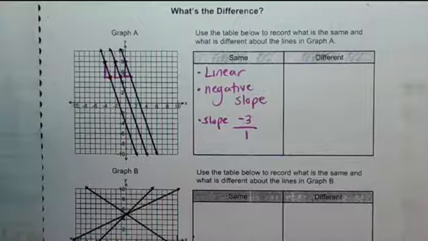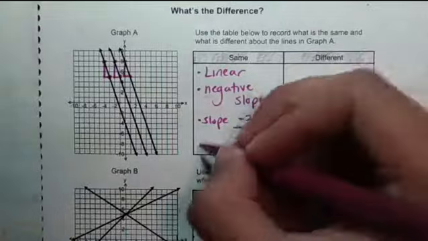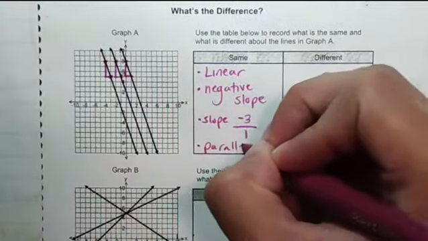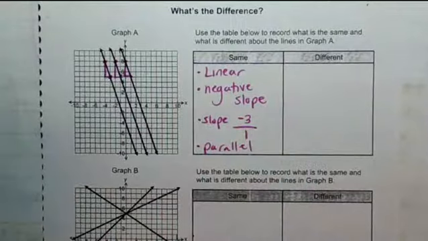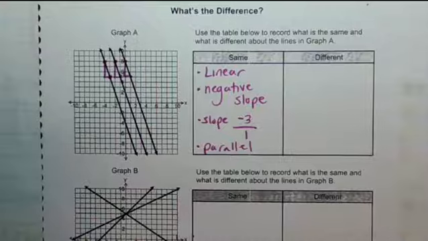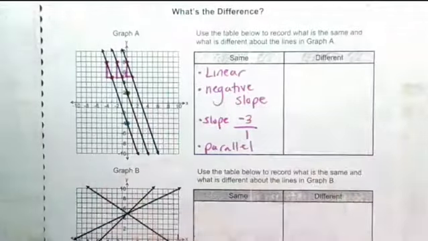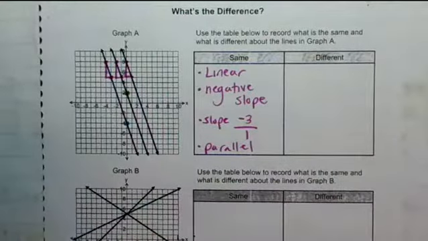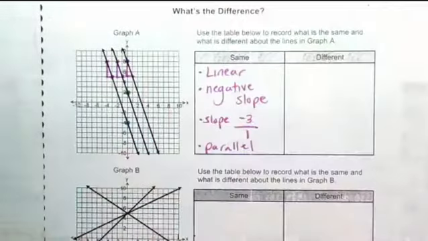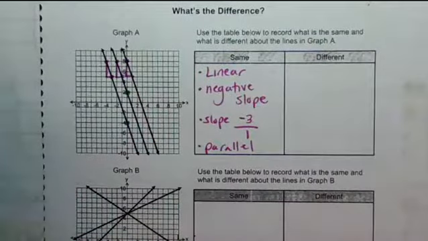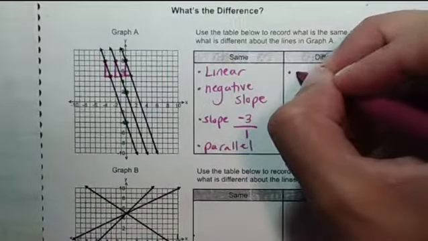Things that are different, okay, well, you could probably put the parallel too. Parallel lines for the same. Now the difference between all of these is it looks like they have different y-intercepts. So if I look at this first one, the y-intercept for this first line is negative 4. The y-intercept for the next one is a positive 2. And then the last one looks like a y-intercept of a positive 8. So one thing that I can write down that is different is that the y-intercepts are all different.